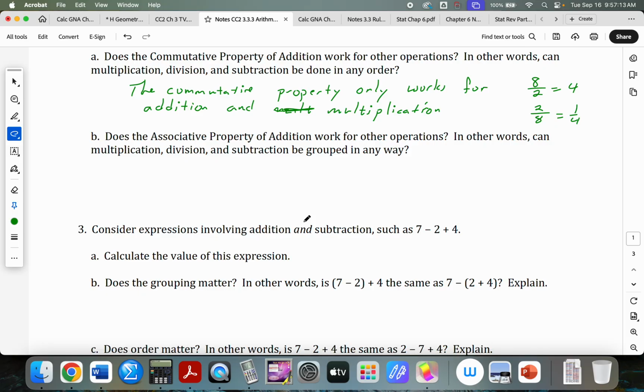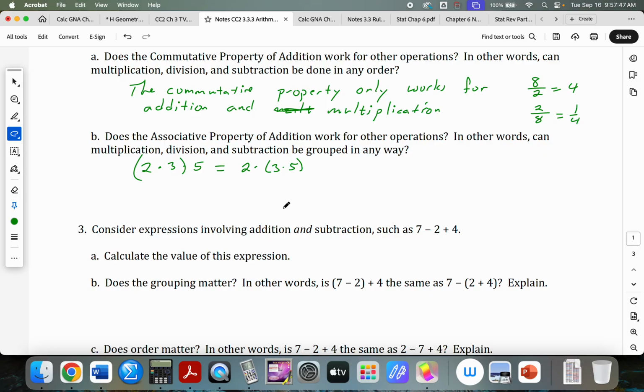All right, does the associative property work for other operations? Can we regroup multiplication? So let's do that. If I have 2 times 3 times 5, if I group the 2 and the 3, is that the same thing as grouping the 3 and the 5? Yes. So it works for multiplication.